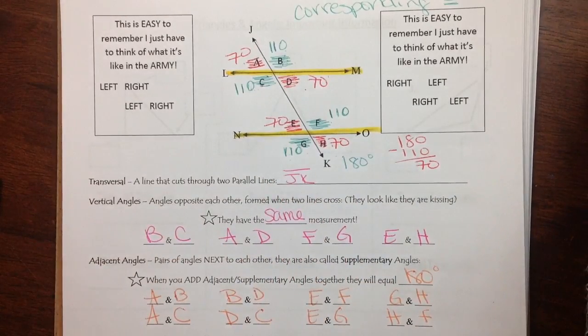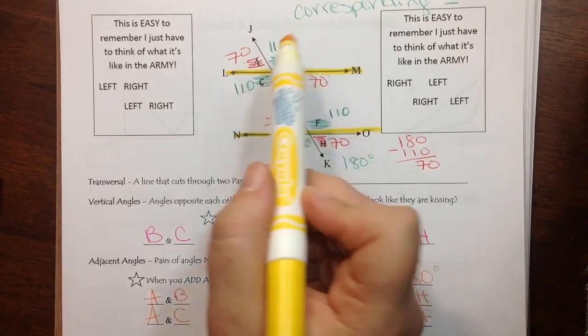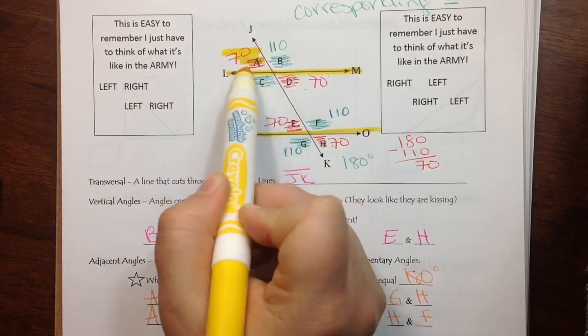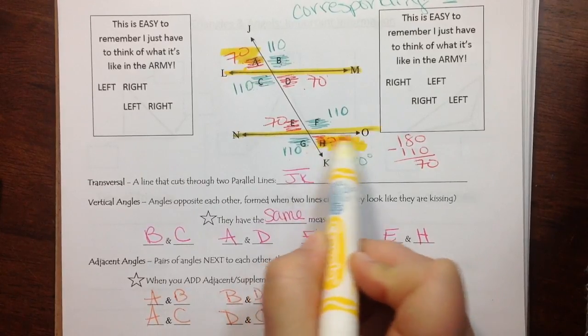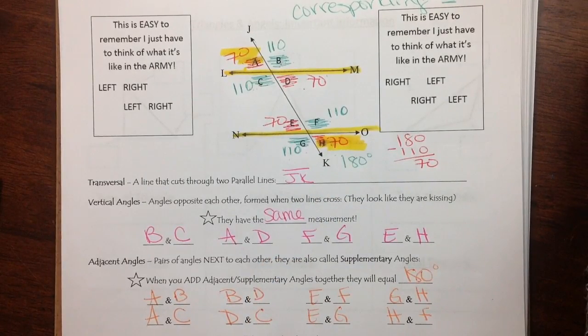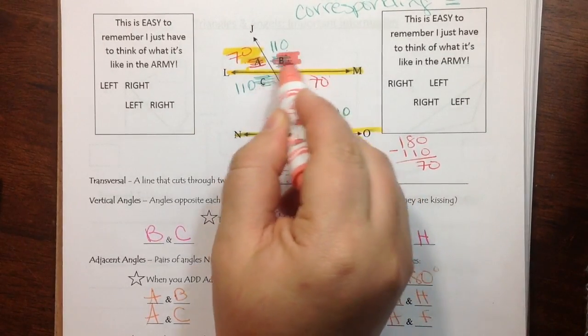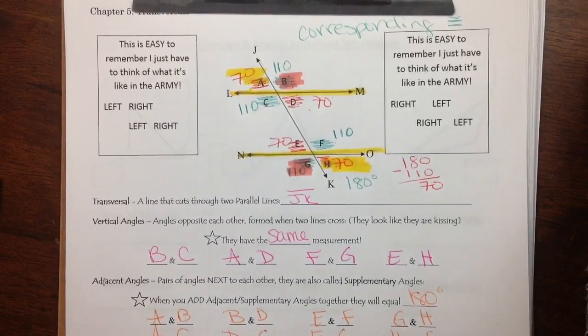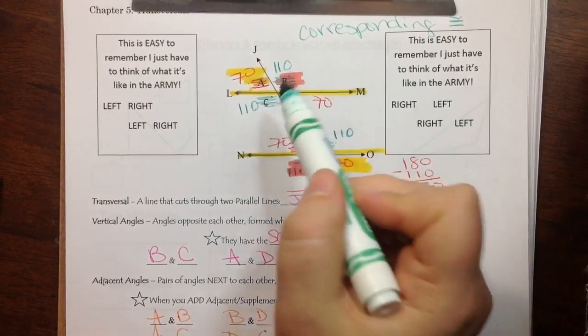If you want to talk about alternate exterior, that would be A and H. They're alternate exterior. What else would be alternate exterior would be B and G. They are alternate exterior. Alternate exterior also have the same measurements because they are corresponding.